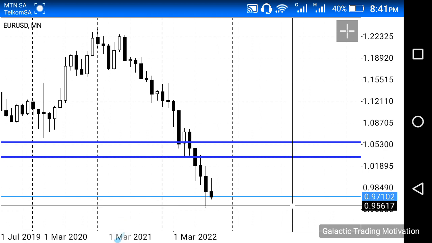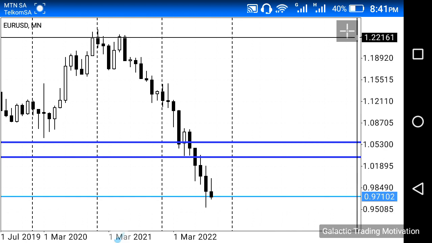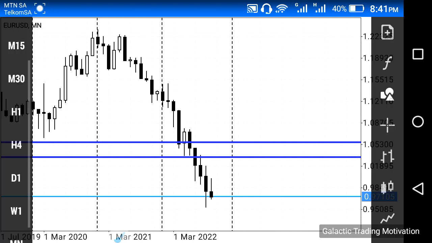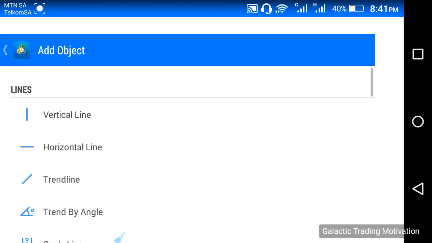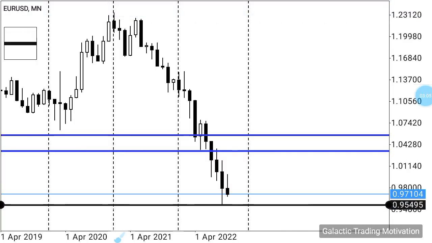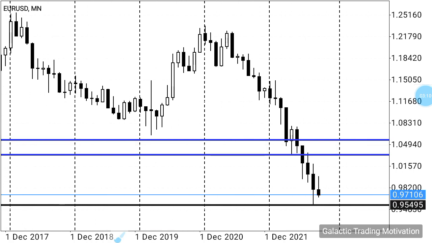So what I'm going to do now is just add a line to that structure, or rather to the end of that candlestick, as it is very much important. Let's see, there we go. We could say that at that level is where the liquidity is sitting.